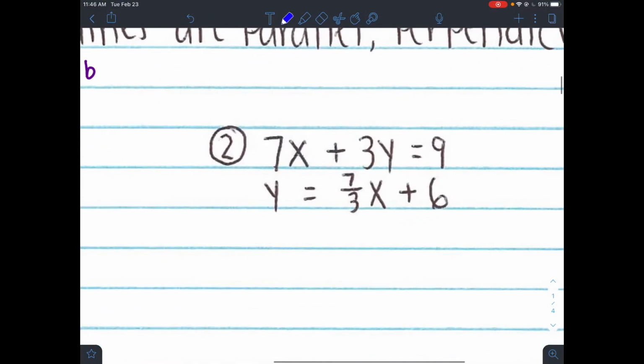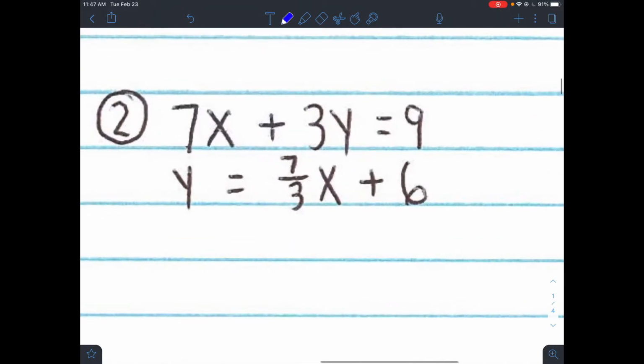Now, number 2, 7x + 3y = 9, and y = 7/3 x + 6. Now, the first equation, I'm going to go ahead and star in red. Is this equation in slope-intercept form? No. So do you know the slope of this equation yet? No. The most common mistake is people think the slope is 7 because it's next to the x. But this is not in slope-intercept form.